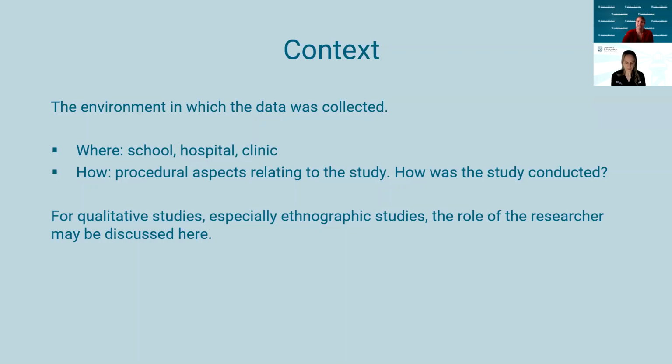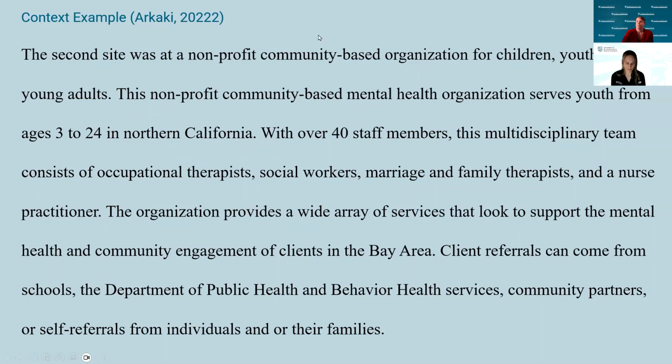For qualitative studies, usually the role of the researcher is discussed here as well. So just an example, the thing about the methods section or chapter, it's very clear and direct. It's very, like, the second site was a nonprofit community-based organization. Again, a lot of people just actually talk it out first and then just finesse the language a little bit. But this is just an example of a context.